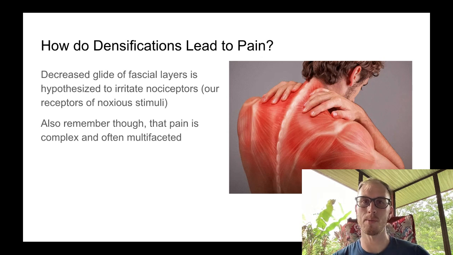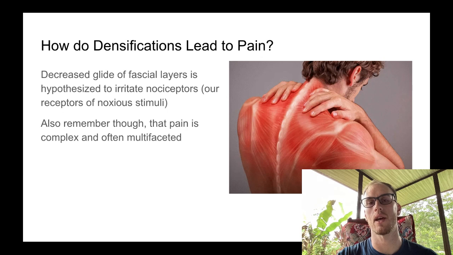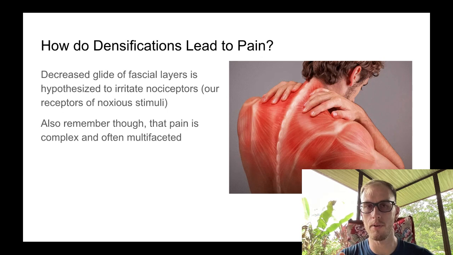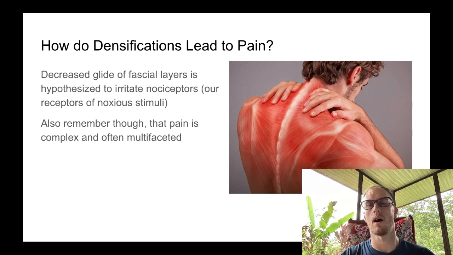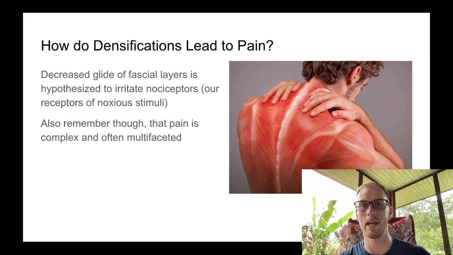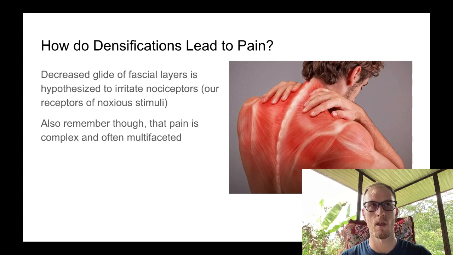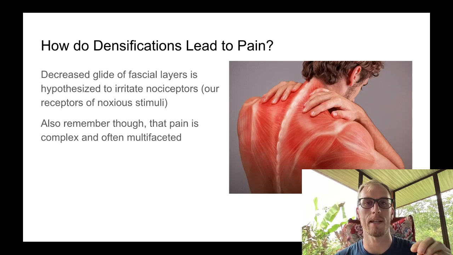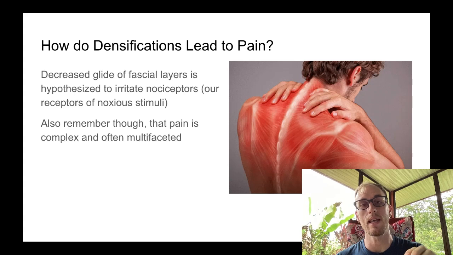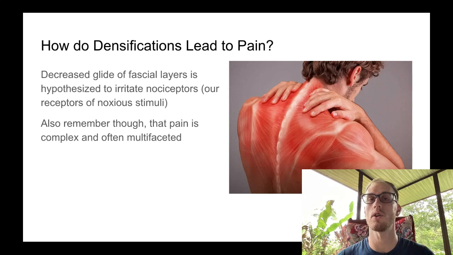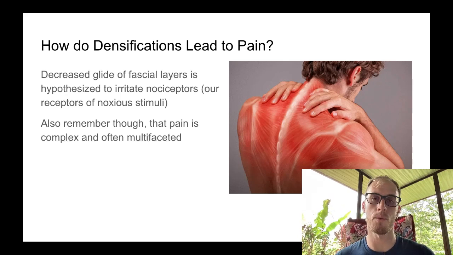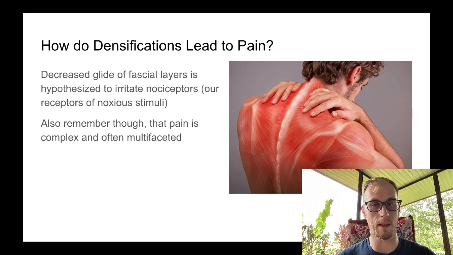That is one possible way in which our densifications can lead to pain. Again, this is not proven. I'd also like to highlight that pain is complex and oftentimes coming from many directions. And another idea that I'd like to plant in here is that even if the increased viscosity of the tissue does not lead to an increased irritation of our nociceptors, it could be the associated inflammation that comes along with our densifications that does the same thing.